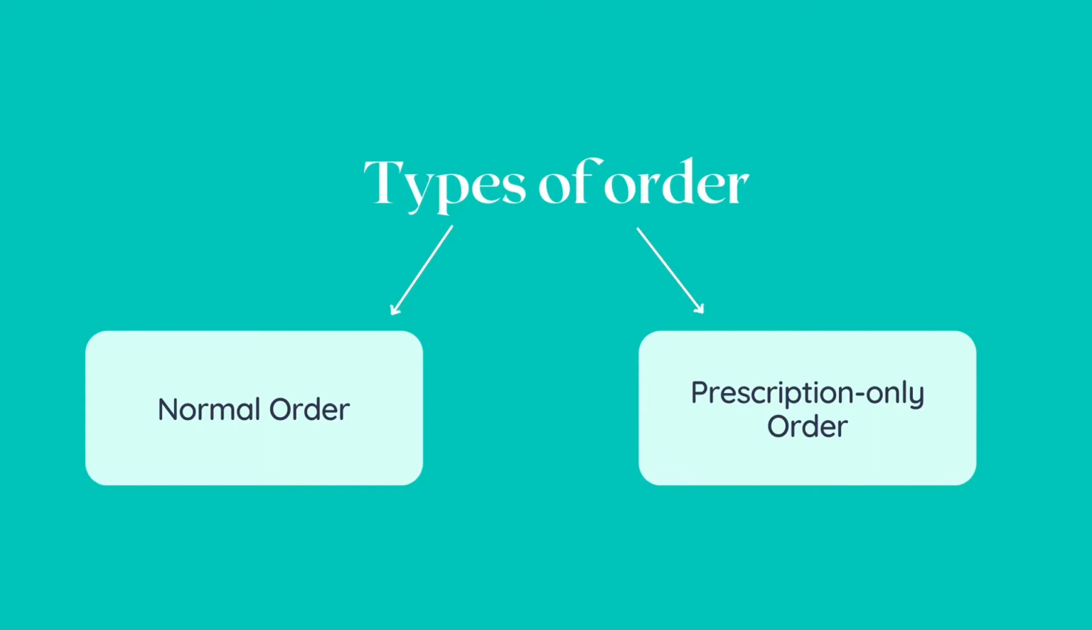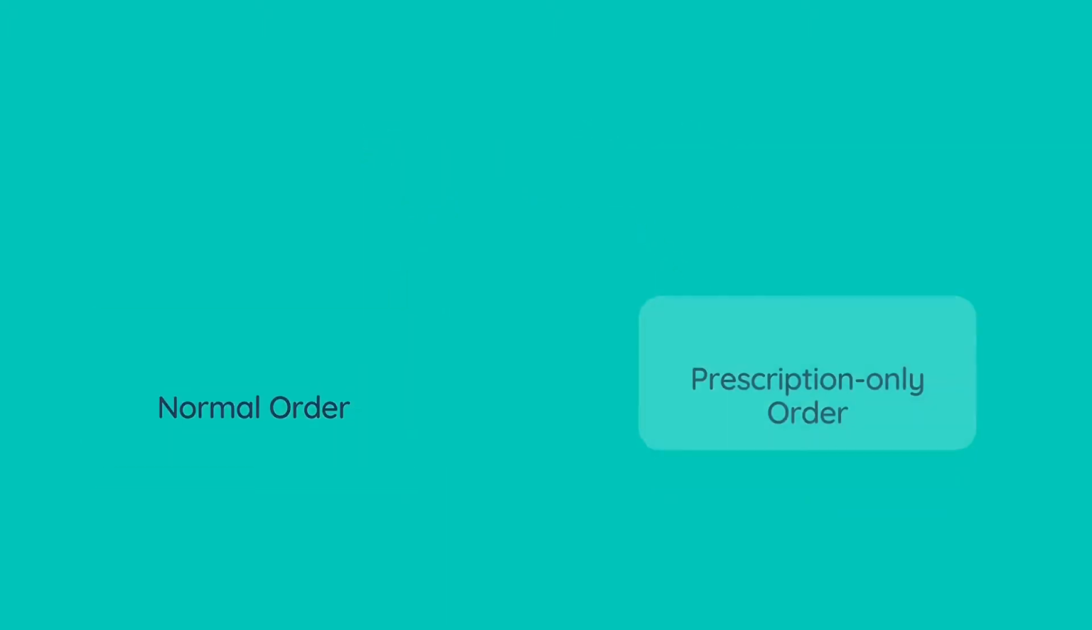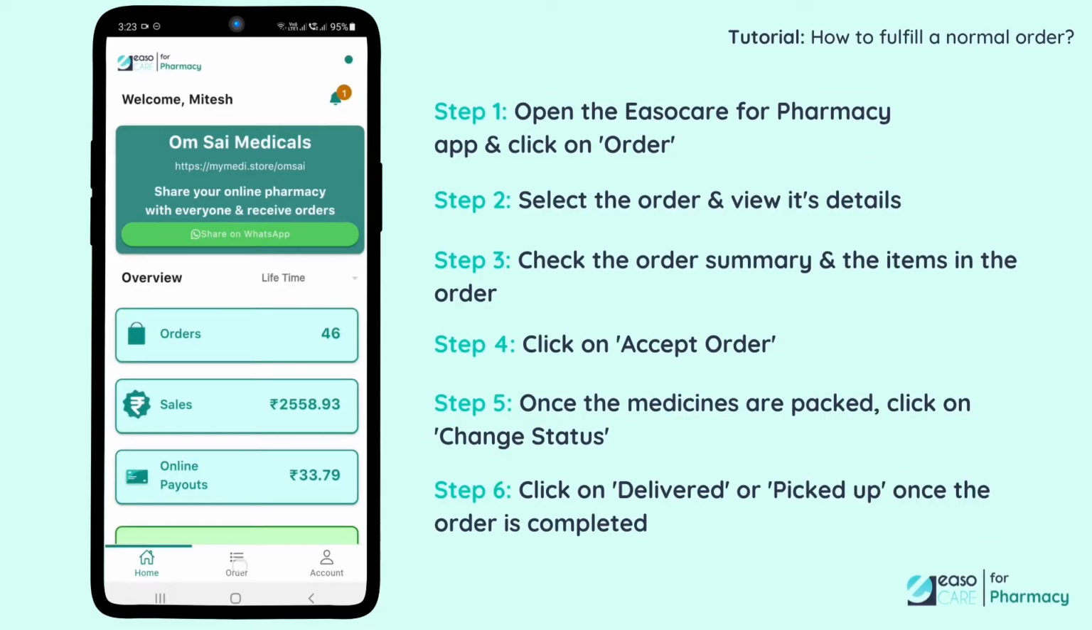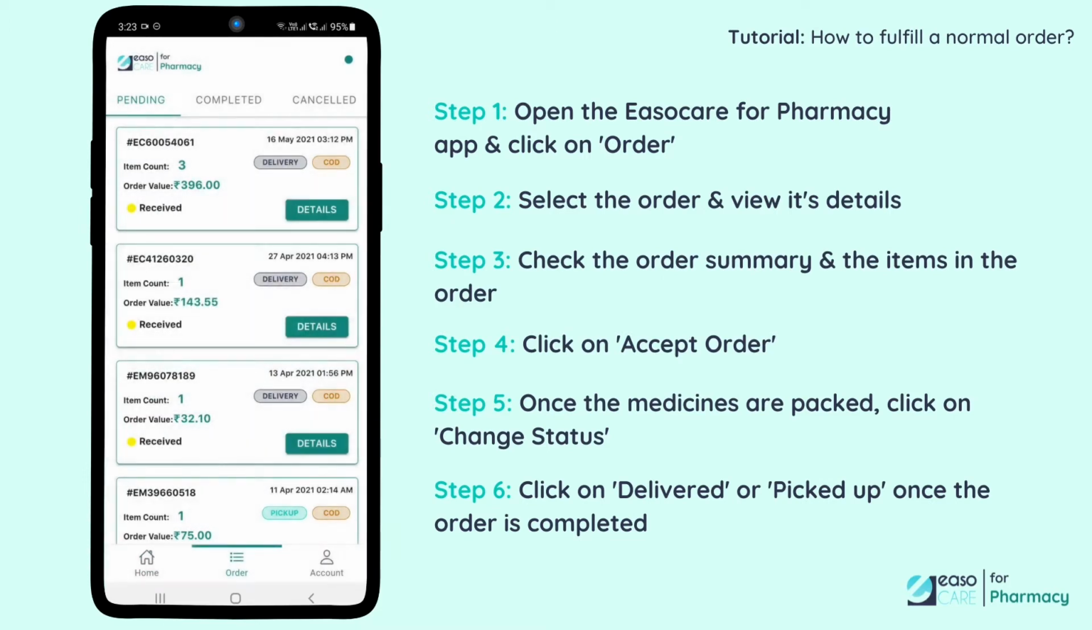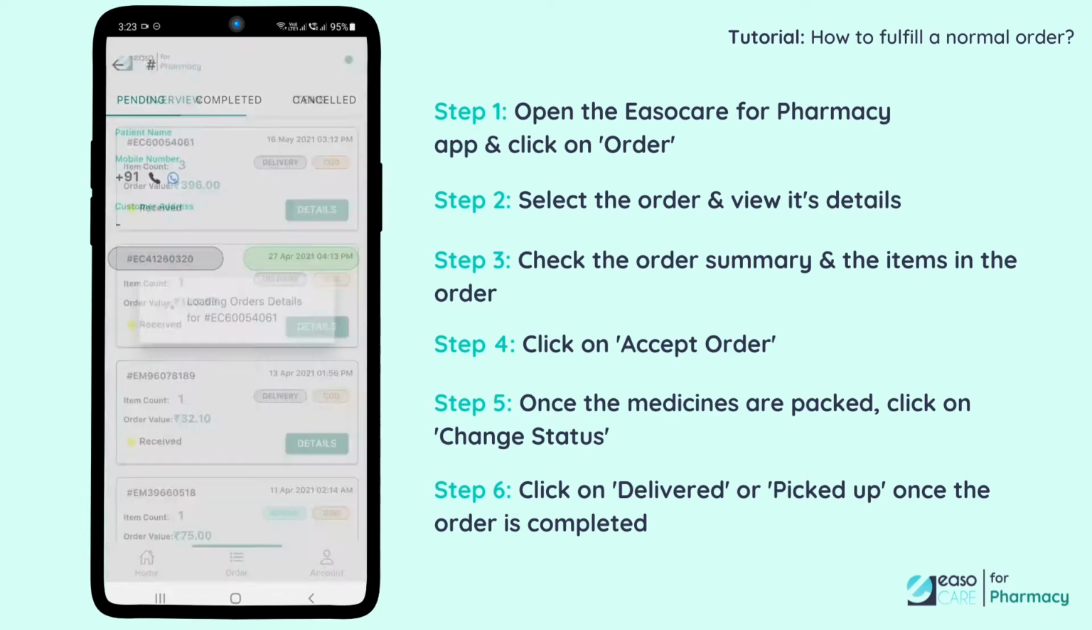Once you receive a notification for your new order, open the EasoCare for Pharmacy app and click on the Orders tab. In the Pending section, you will now see a new order with the status as pending. To view more details and know the medicines added, click on Details.